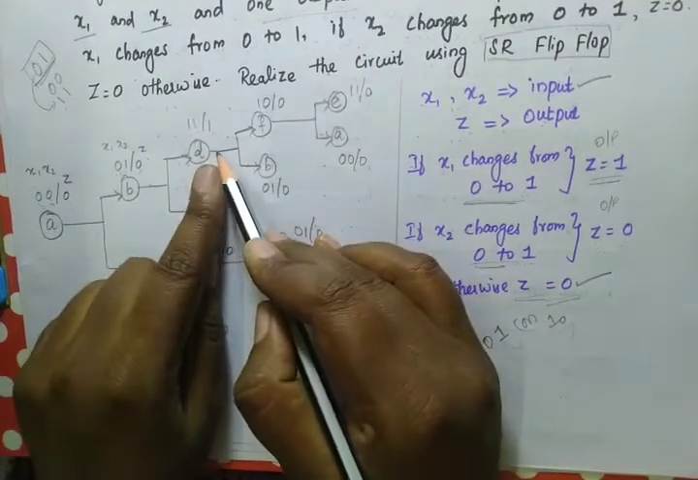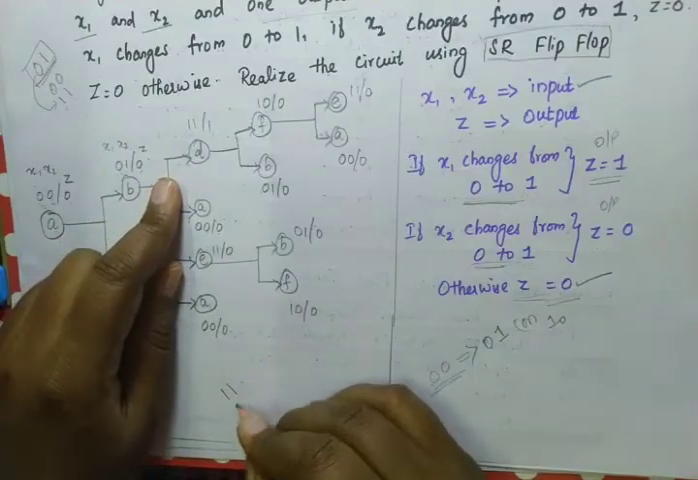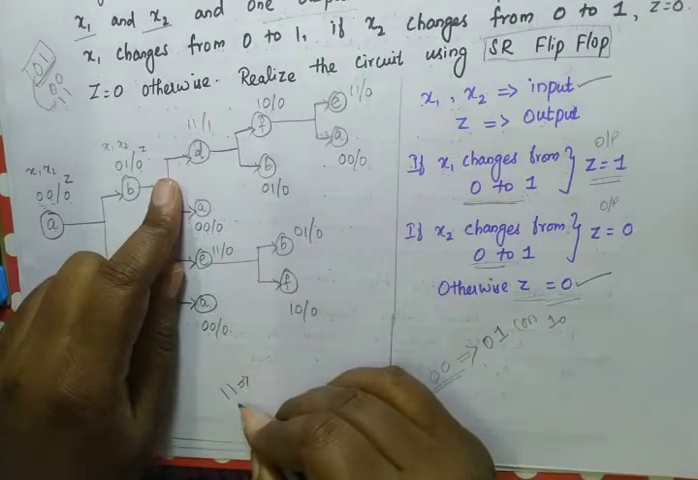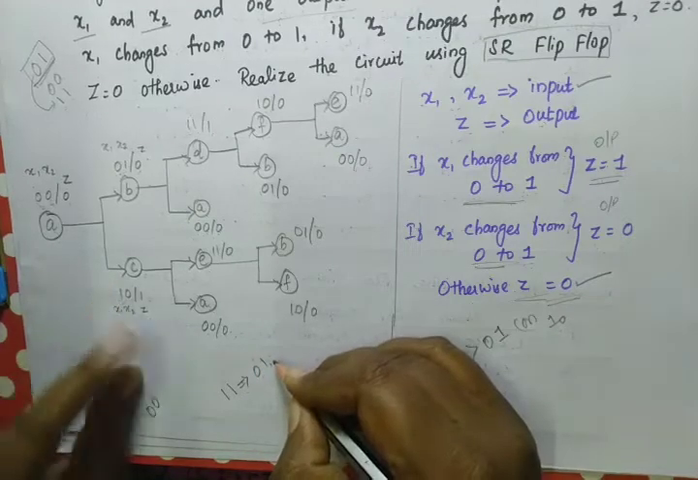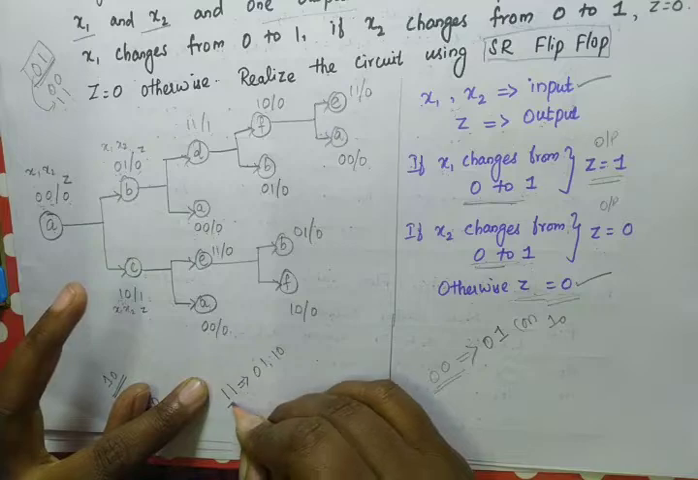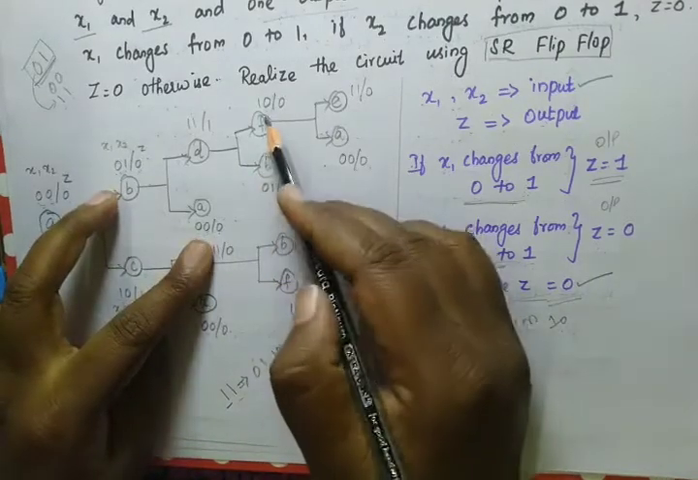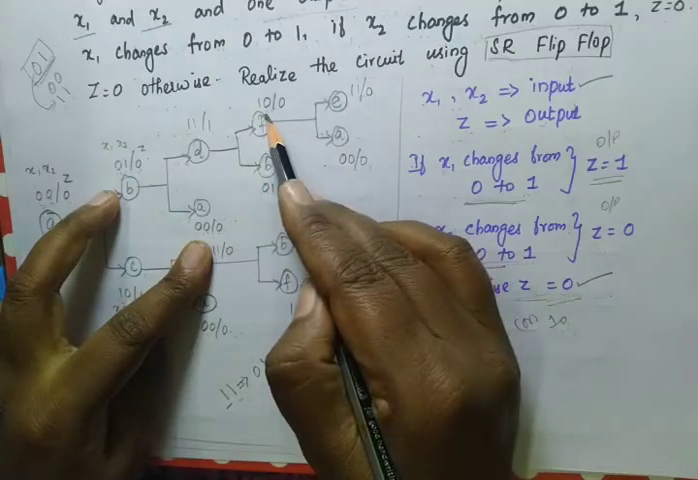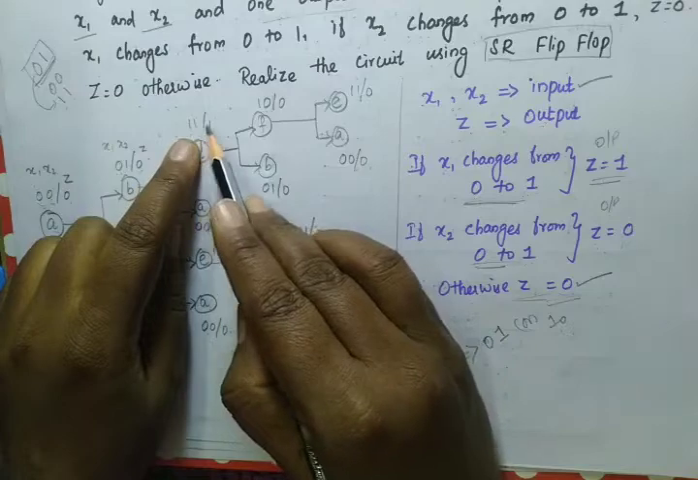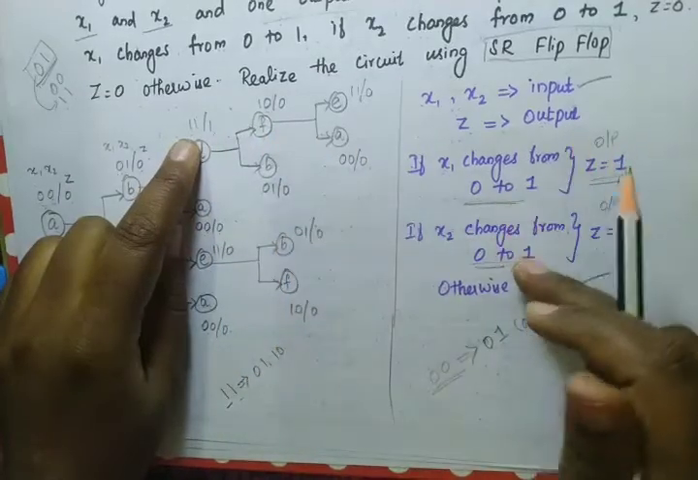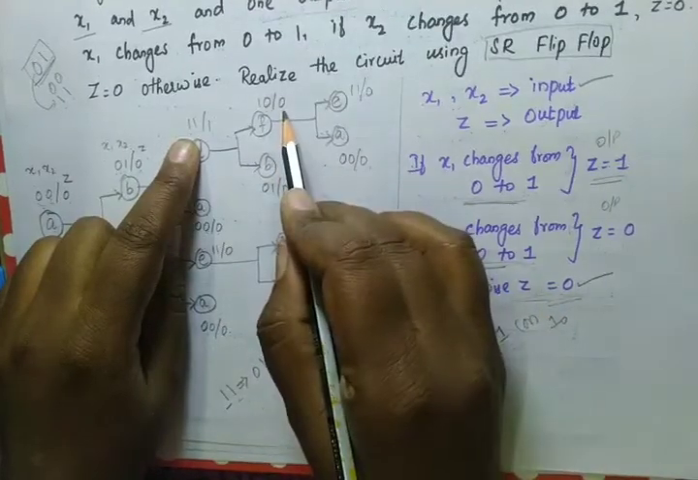Now let us continue here. So here we have 1 1 by 1. Now 1 1, if we have a single bit change in this 1 1, either this will be changed as 0 1 or this will be changed as 1 0. Either this one changes to 0 or this one changes to 0. So that we have 0 1 and 1 0. Now check here, 1 remains 1, but here x2 changes from 1 to 0. So here we don't have a 1 to 0 condition. So otherwise, that is, output will be 0.